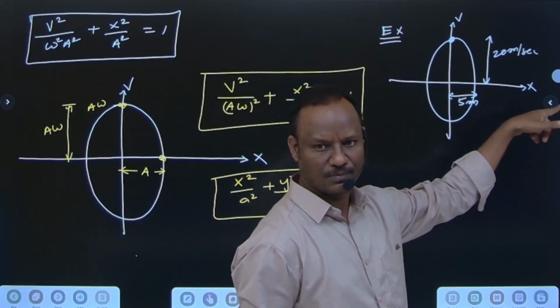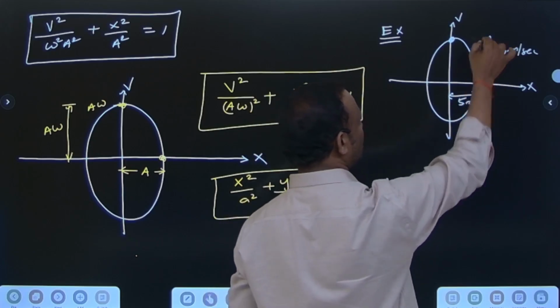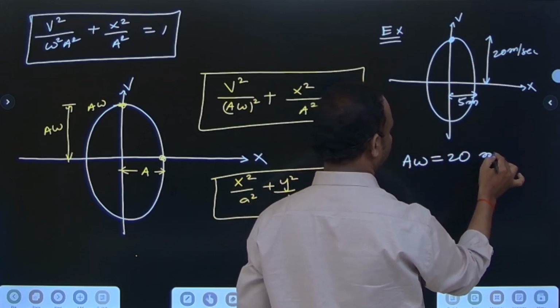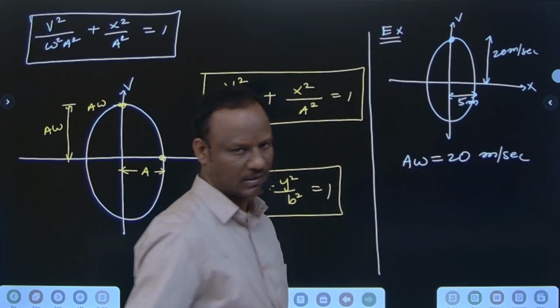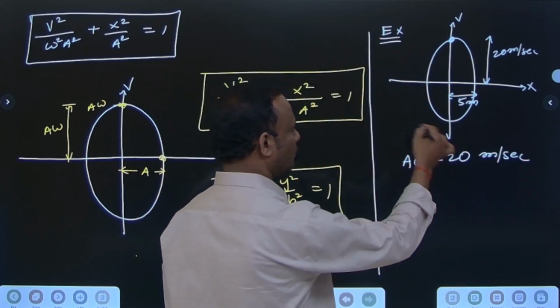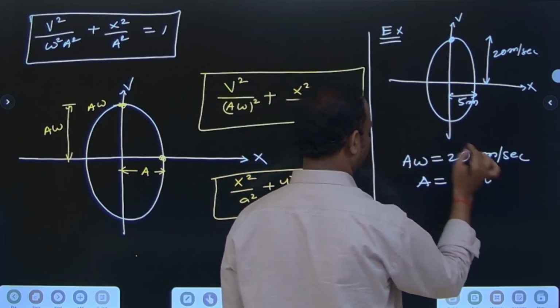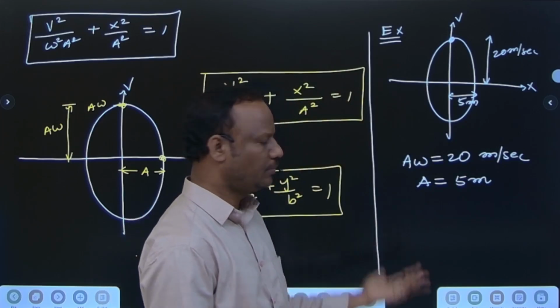Velocity versus position. Velocity versus position means you should know this value is A omega. A omega is equal to 20 meter per second. Along the x-axis, what is this A? A is equal to 5 meter. You would ask us time period, frequency, omega, anyone.